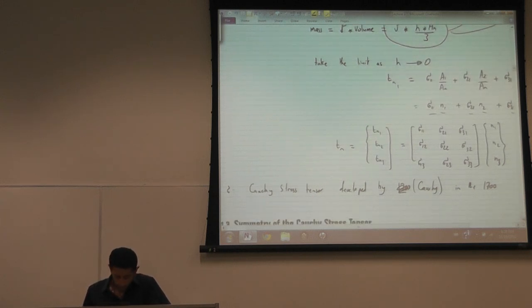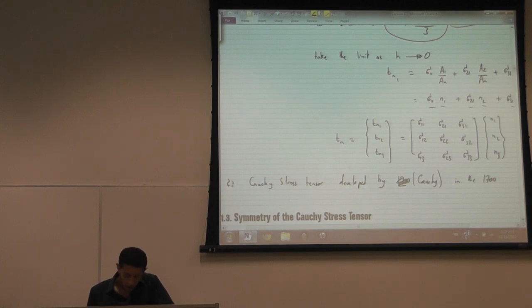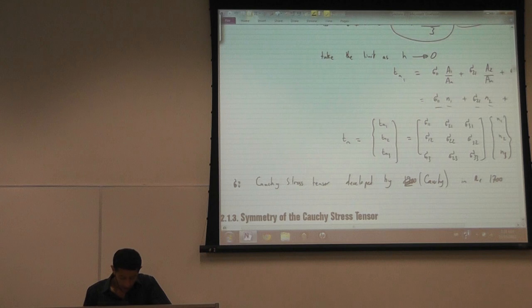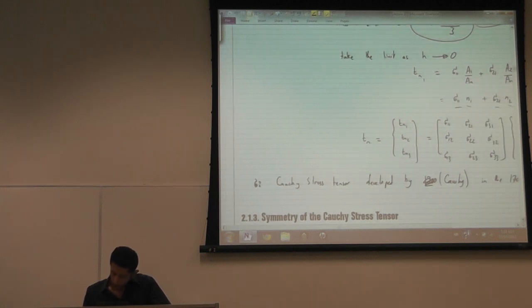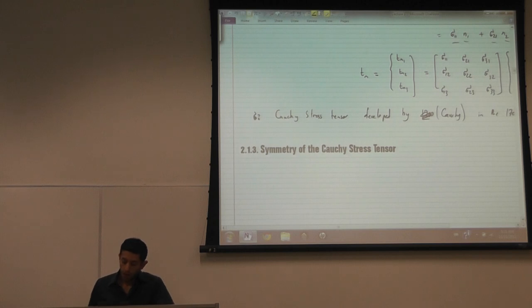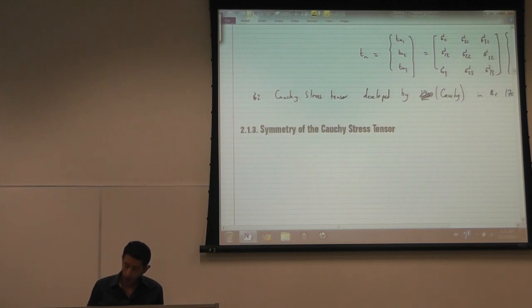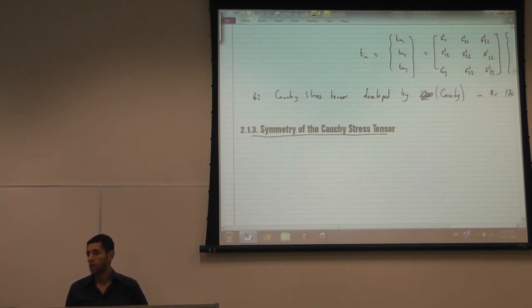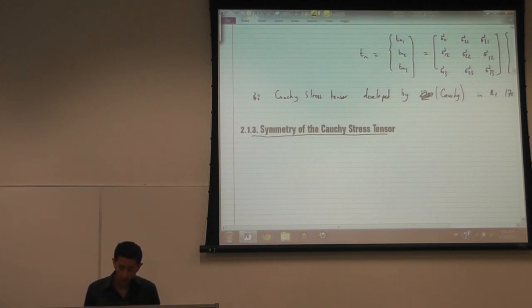In fact, this is probably the starting point of developing matrices. Okay. So, not only do we need nine numbers. Another thing from physics: one of the physics laws that we're going to use will lead to those nine numbers actually being, instead of nine, only six, and the stress matrix is symmetric.